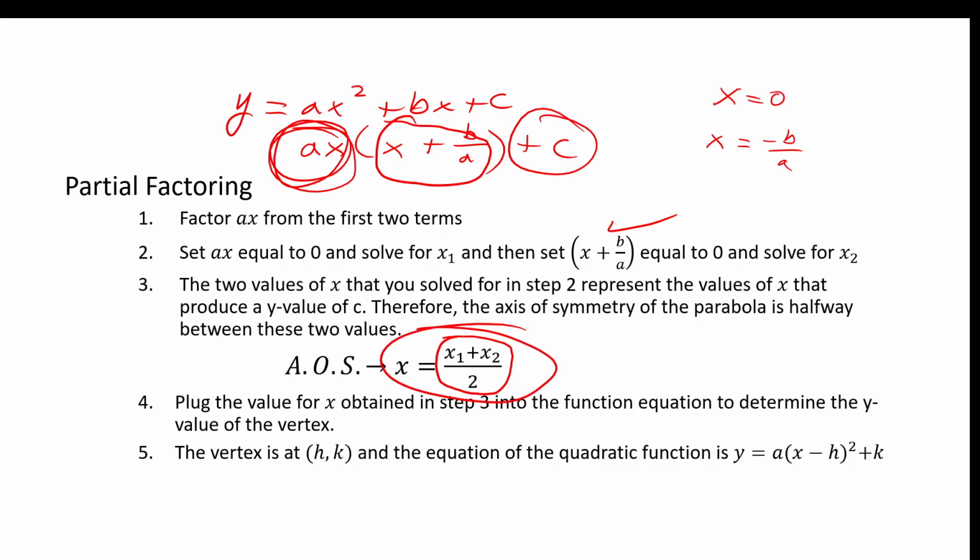We then take that x value that we get and we plug it into the function equation to determine the y value of the vertex. And so we now know the vertex, h comma k. We also know the value of a, which is literally the lead coefficient of the expression in standard form. And so we now know the equation in vertex form, y equals a times x minus h quantity squared plus k.